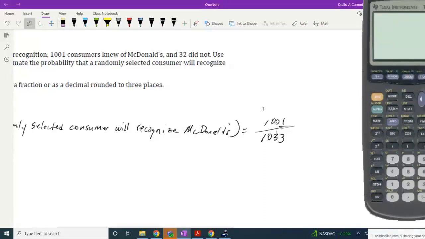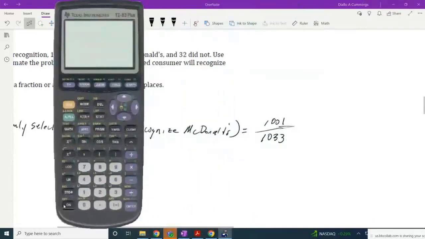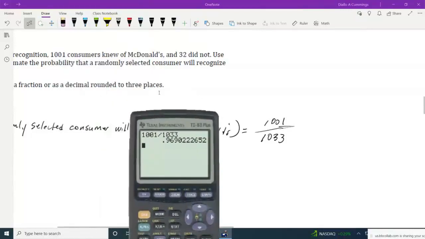So we're taking the part that we're interested in, which is the 1,001 people that knew of McDonald's, and dividing that by all of the consumers in the study. If we divide that up, 1,001 divided by 1,033, and it says round to 3 decimal places, we get 0.969. Since I'm rounding to 3 decimal places, I locate that third decimal place and look 1 decimal place to the right. If that digit is 4 or less, we remain at a 9. So we have 0.969.